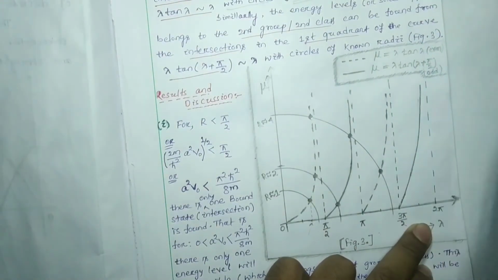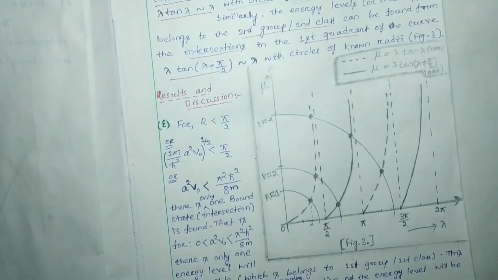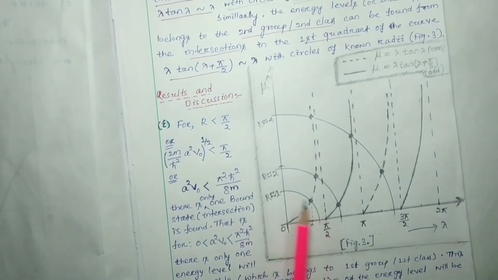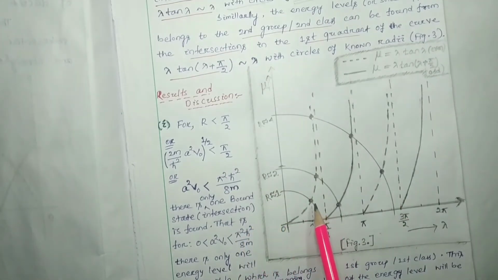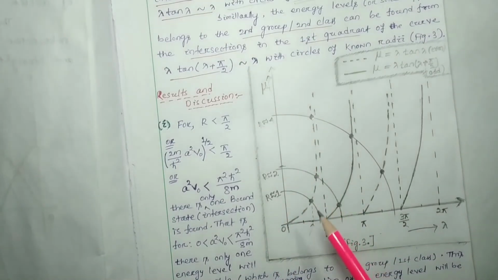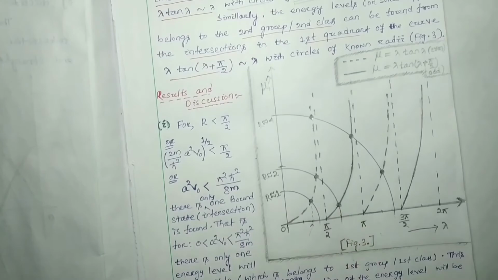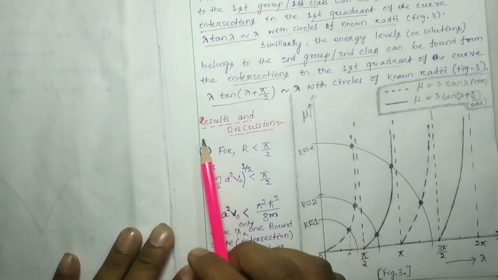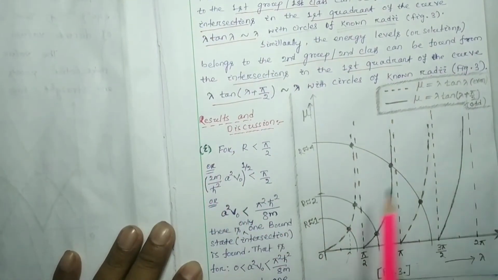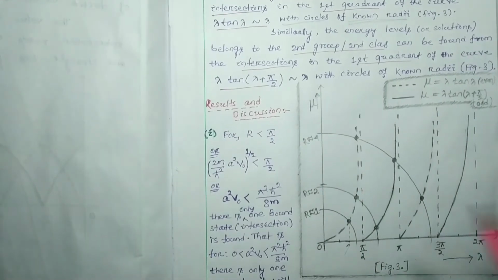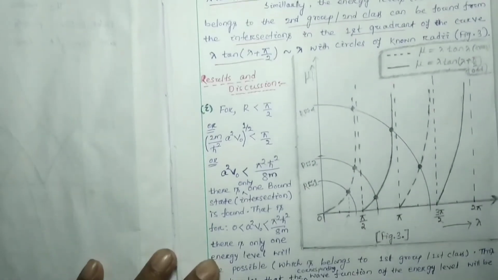Now what we can find when circles of different radius are drawn in this figure, where they cut, and what the meaning of this cut is, we are going to discuss in detail. Watch. That is the heading. You can put results and discussion: what we are going to find from the graph.